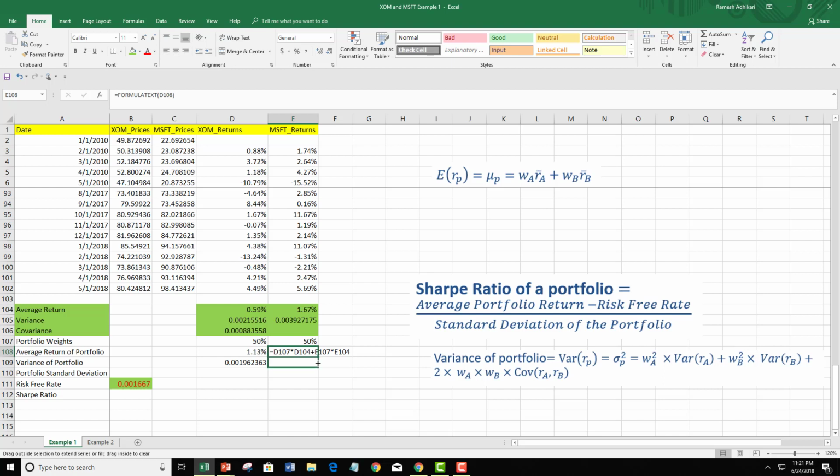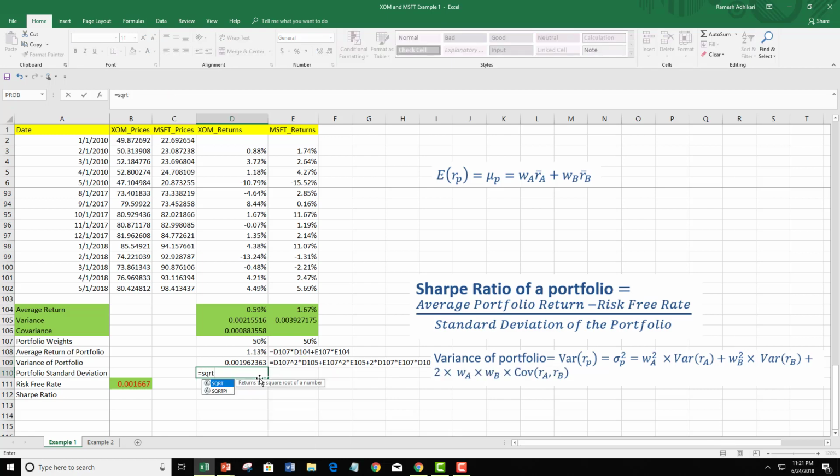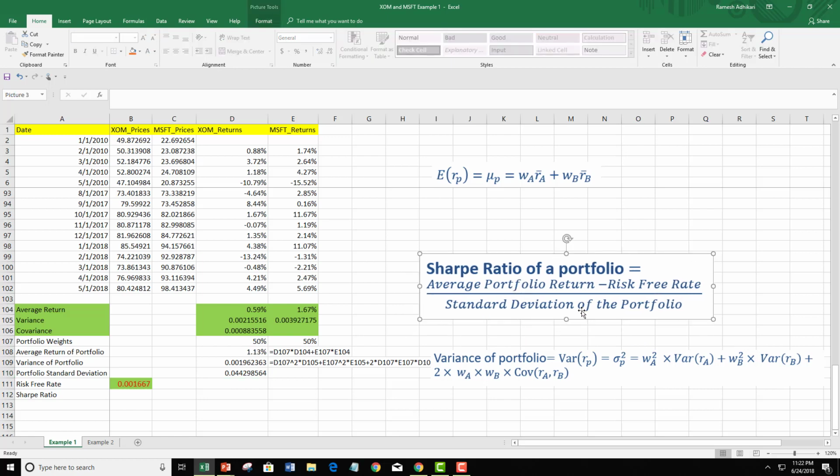So once you compute the portfolio variance, you can easily compute the portfolio standard deviation, which is the square root. Excel has a function called SQRT, the square root of the portfolio variance, and that gives us the portfolio standard deviation, which is 0.044.